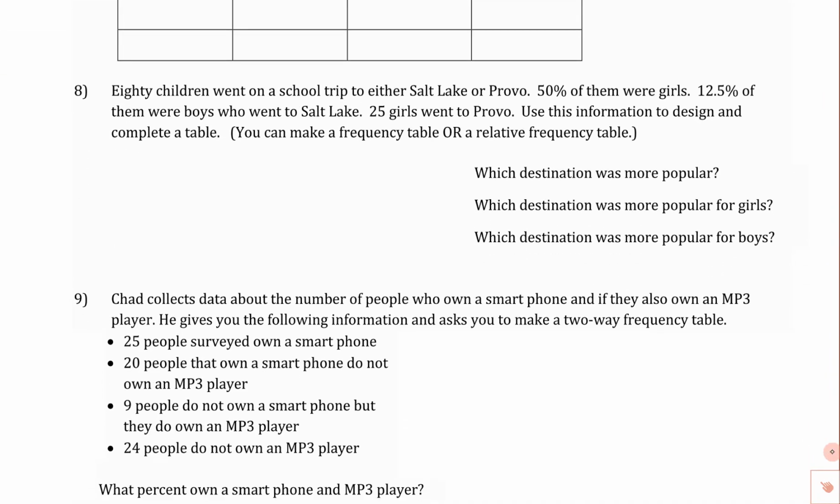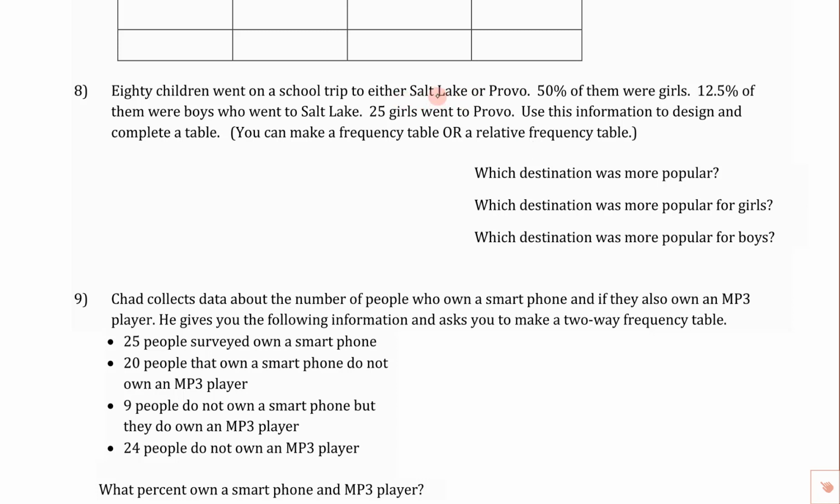So here is number 8. It says 80 children went on a school trip to either Salt Lake or Provo. 50% of them were girls. 12.5% of them were boys who went to Salt Lake City. 25 girls went to Provo. Use this information to design and complete a table. You can make a frequency table or a relative frequency table. It doesn't matter which one you do on this particular problem. So let's go ahead and do this.